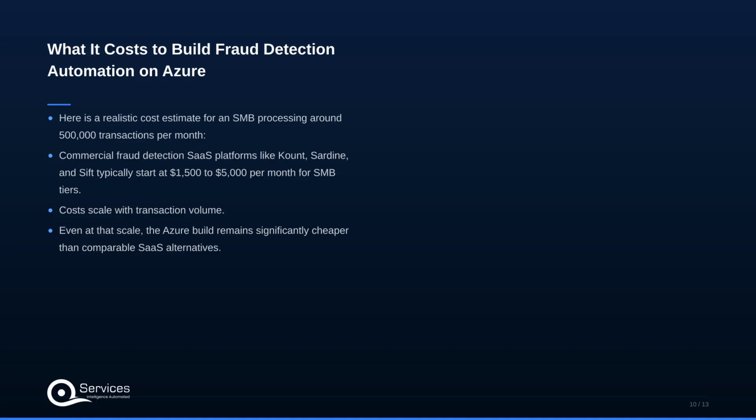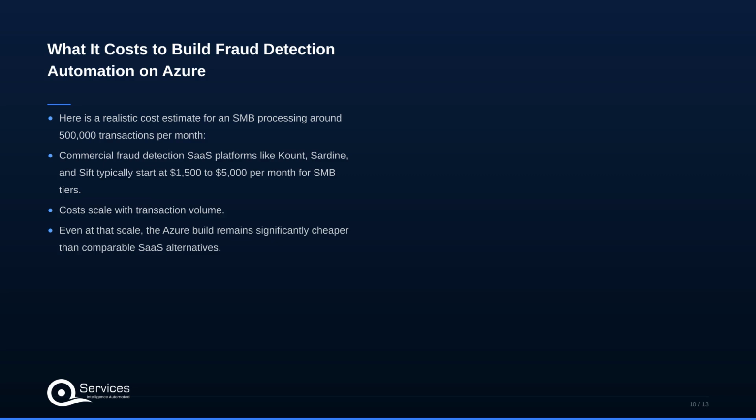Let's talk about moving on to what it costs to build fraud detection automation on Azure. Here is a realistic cost estimate for an SMB processing around 500,000 transactions per month. Commercial fraud detection SaaS platforms like Count, Sardine, and Sift typically start at $1,500 to $5,000 per month for SMB tiers. Building fraud detection automation for fintech SMBs on Azure costs roughly 10x less at this transaction volume, and you own the pipeline entirely rather than renting access.